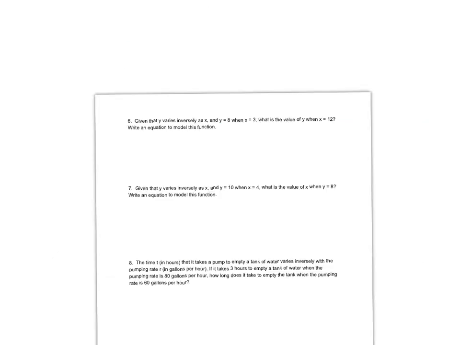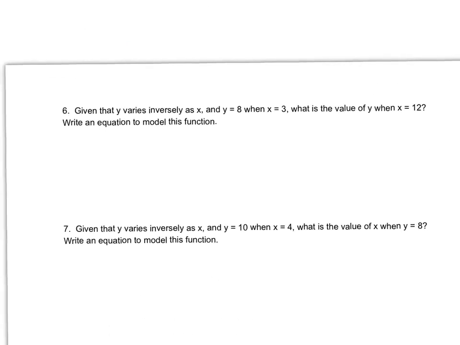So problem 6, given that y varies inversely as x, and y is 8 when x is 3, what is the value of y when x is 12? So they told us that it varies inversely. So if they vary inversely, what do we need to do? Multiply. So what's my first set of data they gave us? 8 and 3, but I'm not dividing them this time, I am multiplying. So 8 times 3 needs to equal what?